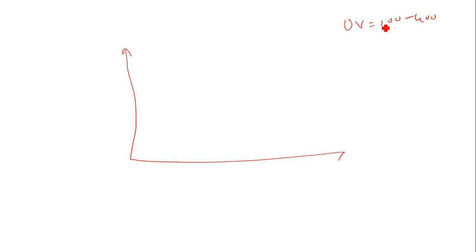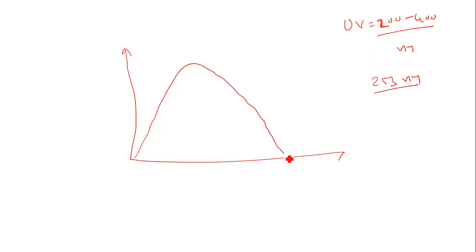Let me give you an example. Suppose we take the graph of UV spectroscopy. As we know, the range of UV is 200 to 400 nanometer. Now if any photochemical reaction happens and it excites the molecule at the range of 253 nanometer, let's say for example 253, then the emission wavelength will also be 253.